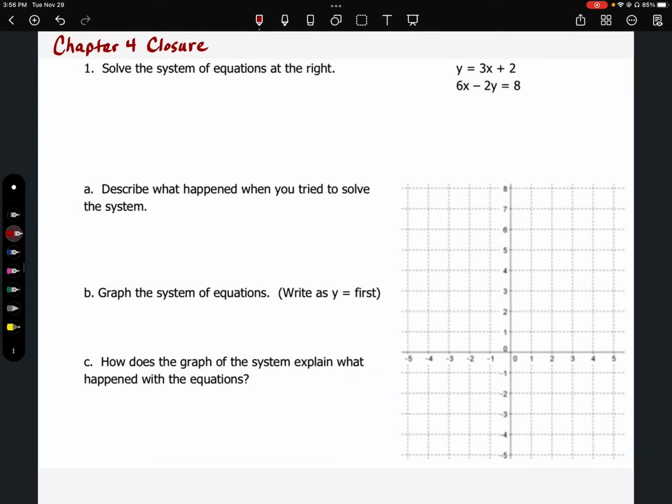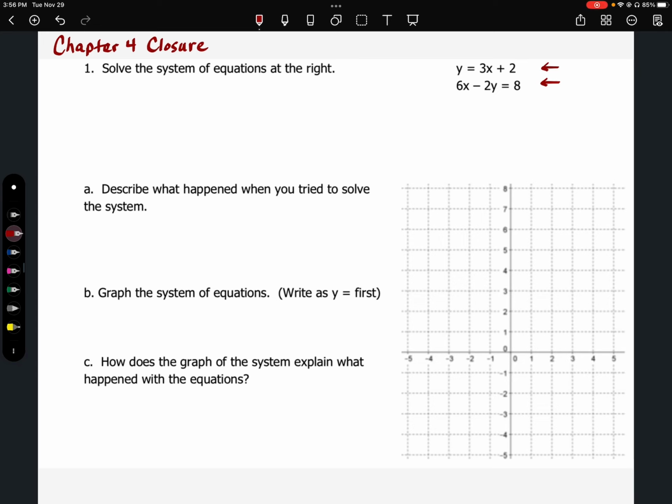This is the video for the Chapter 4 Closure packet, problem number 1. It states, solve the system of equations at the right. We have y equals 3x plus 2 and 6x minus 2y equals 8. So there's the two equations that make up the system.